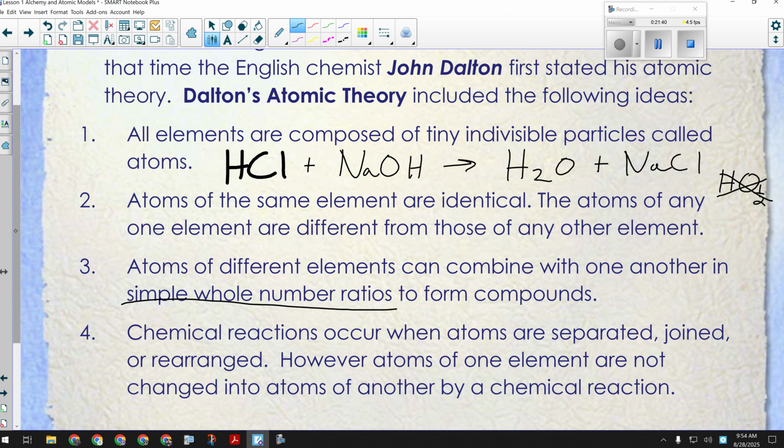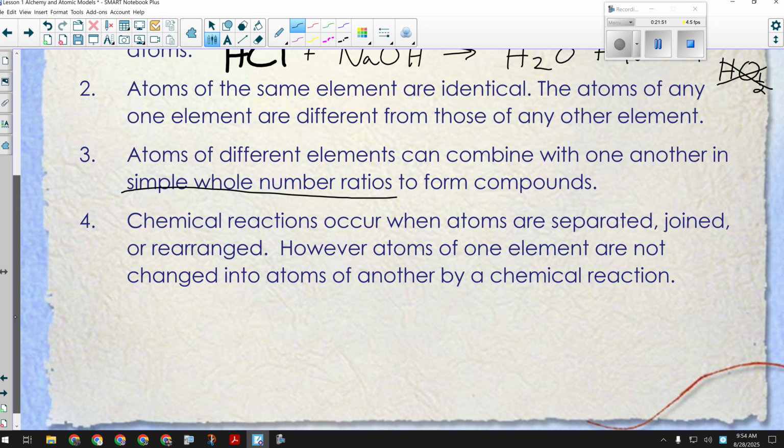The reaction I wrote for you is a rearrangement. They're all still there, but they have new partners on the other side. You could also have a reaction that looks like this. I could put lithium and chlorine together. That would be joining atoms. Obviously I would need a 2 here as well. So that would be the joining of 2 atoms. I could do this.